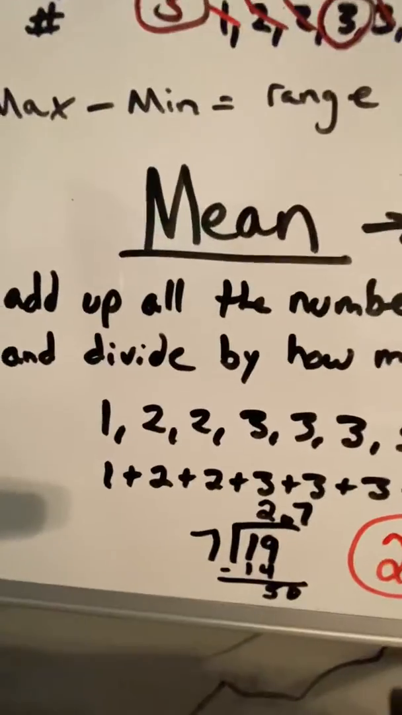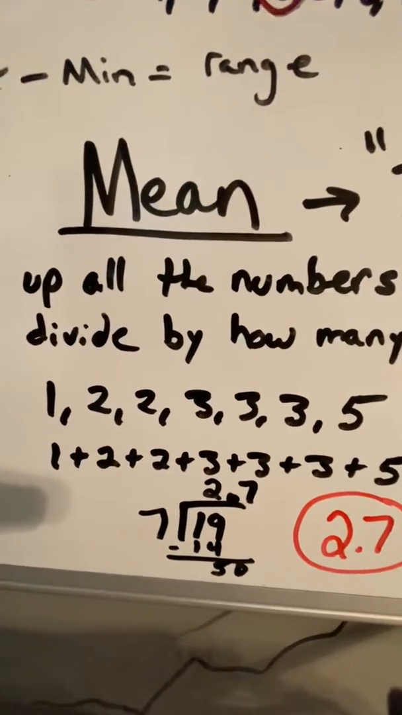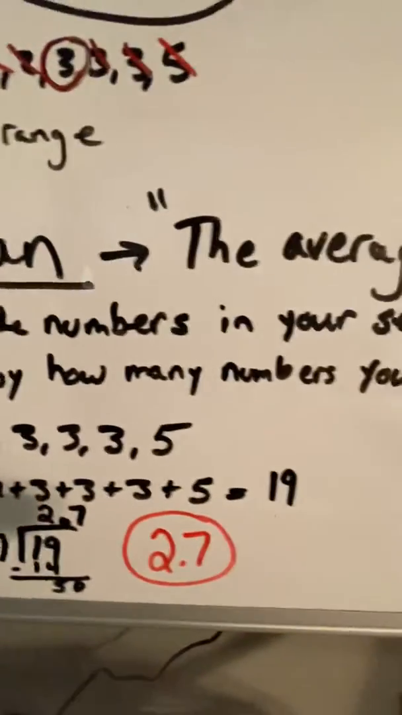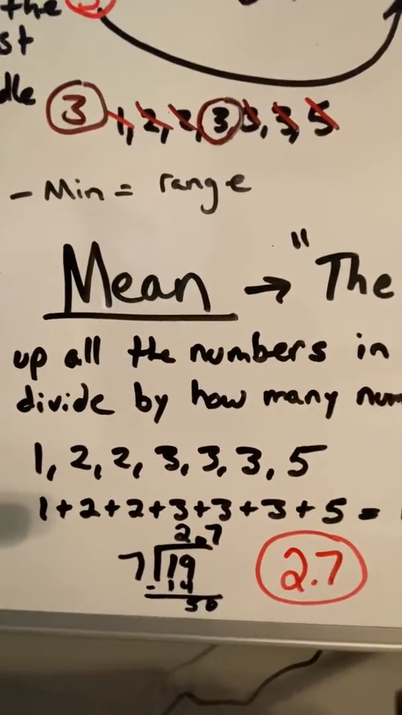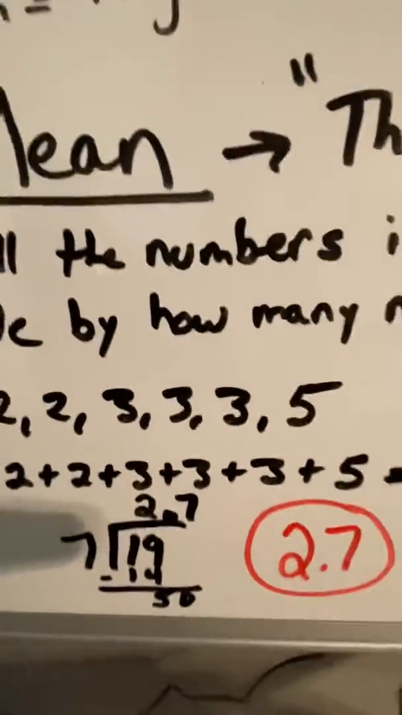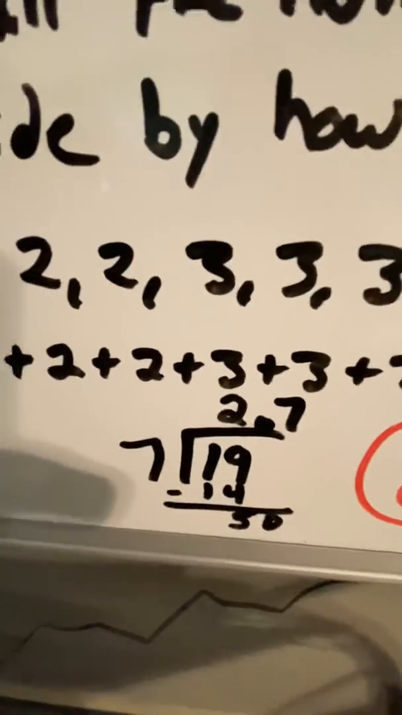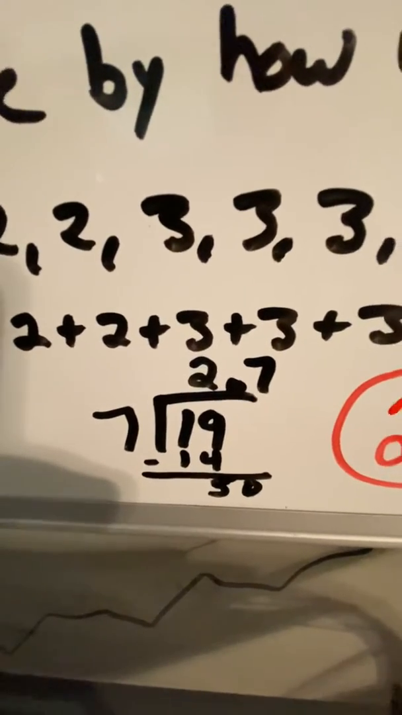So down here, I have 1, 2, 2, 3, 3, 3, and 5. I add up all those numbers, and I get 19. Since I had 1, 2, 3, 4, 5, 6, 7 numbers, I'm going to divide 19 by 7. Now, this goes back to what we learned earlier in the year, how to divide and get a decimal.